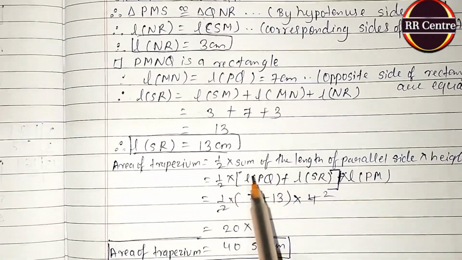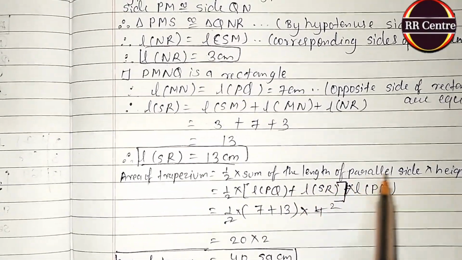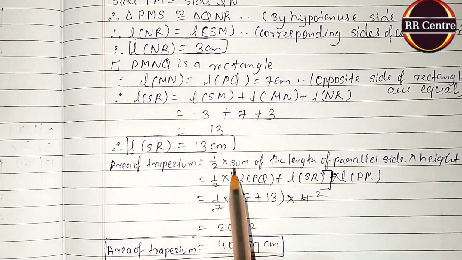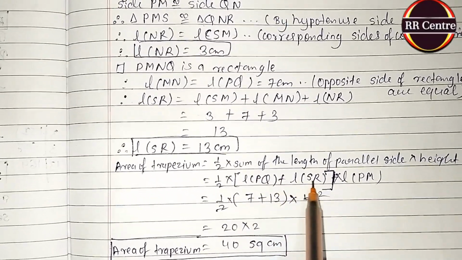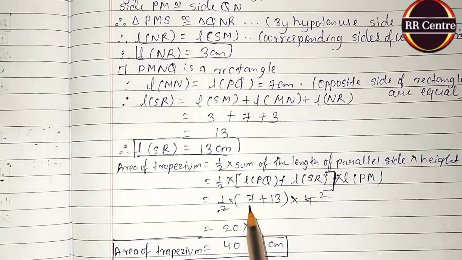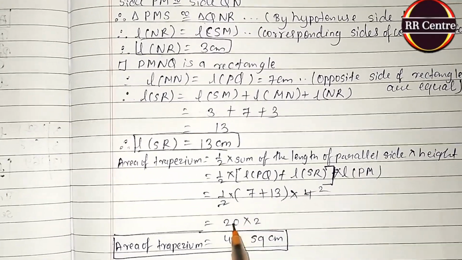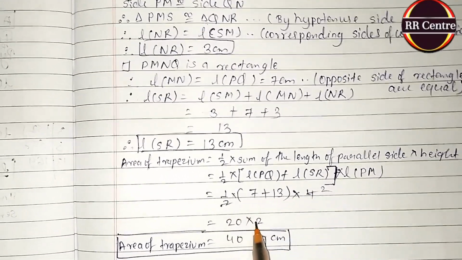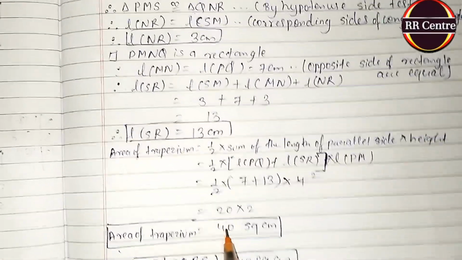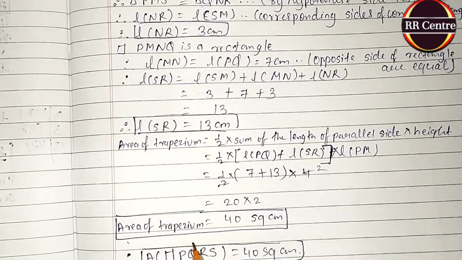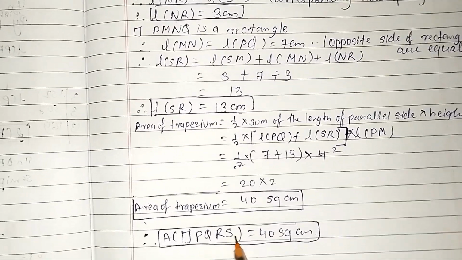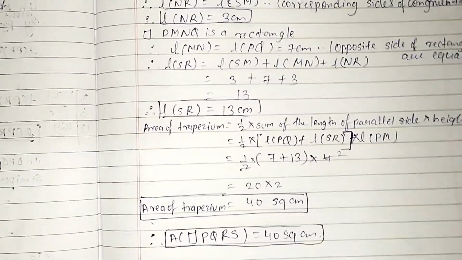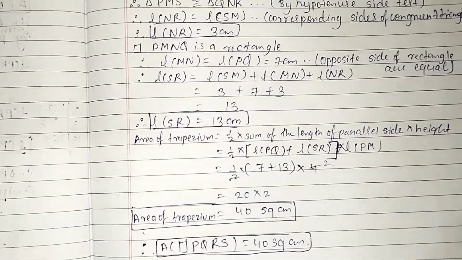नाउ एरिया ऑफ ट्रेपेजियम 1/2 सम ऑफ द लेंथ ऑफ पैरेलल साइड इनटू हाइट. सो सम ऑफ द लेंथ ऑफ पैरेलल साइड क्या आएंगे, पी क्यू प्लस एस आर. एस आर 13 एंड पी क्यू 7. सो 7 + 13 20, 2 2 = 4, देन मल्टीप्लाई 2, 2 2 = 4, देन इज इक्वल टू 40 स्क्वायर सेंटीमीटर. एरिया ऑफ PQRS is equal to 40 स्क्वायर सेंटीमीटर.